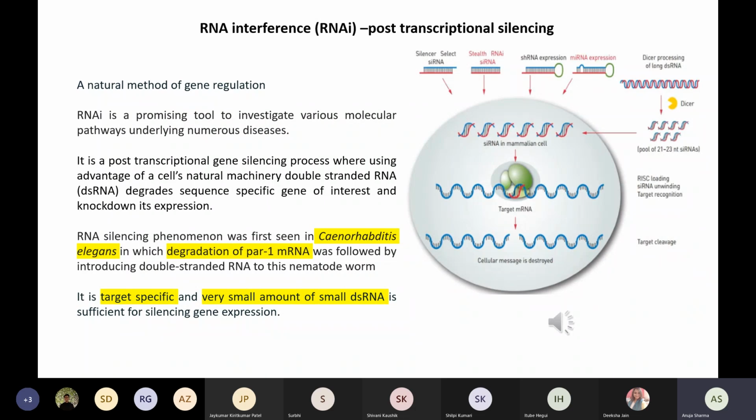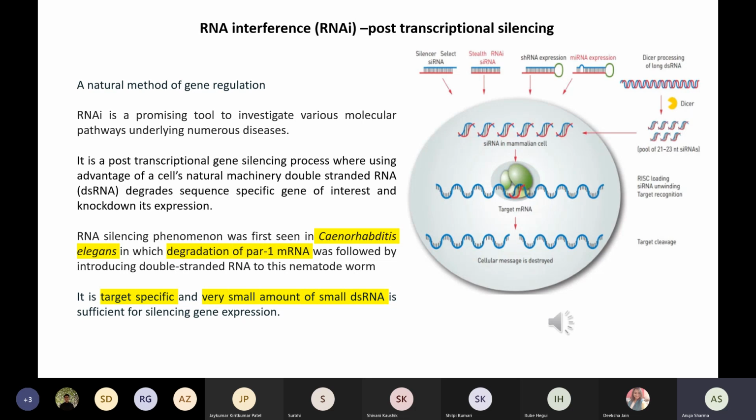So in this session, we are mainly focusing on RNA interference. It's a natural method of gene regulation, and it is a promising tool for studying gene expression and to treat various diseases like viral infection, cardiovascular disease, cancer, and metabolic disorders. As I already mentioned, it's a post-transcriptional gene silencing process where double-stranded RNA is introduced into the cells, and by using the natural machinery, it dictates sequence-specific gene silencing.